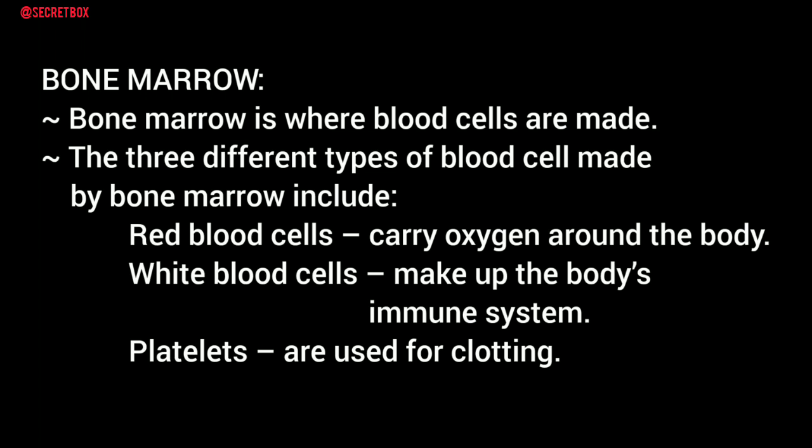The 3 different types of blood cells made by bone marrow include: red blood cells, which carry oxygen around the body; white blood cells, which make up the body's immune system; and platelets, which are used for clotting.